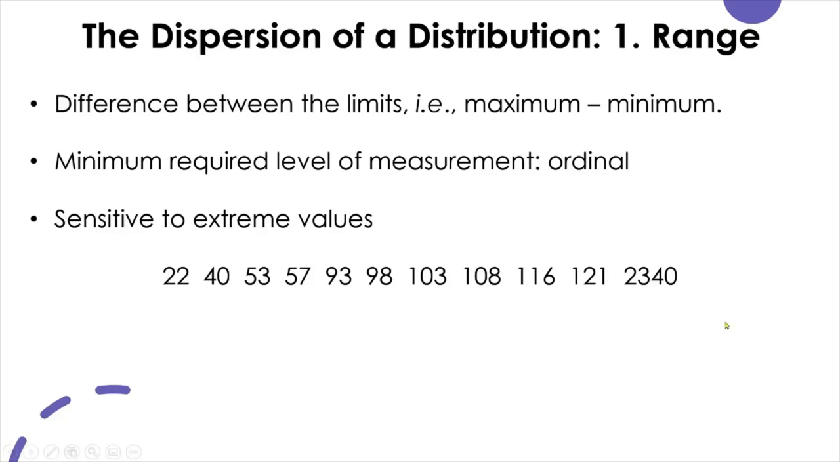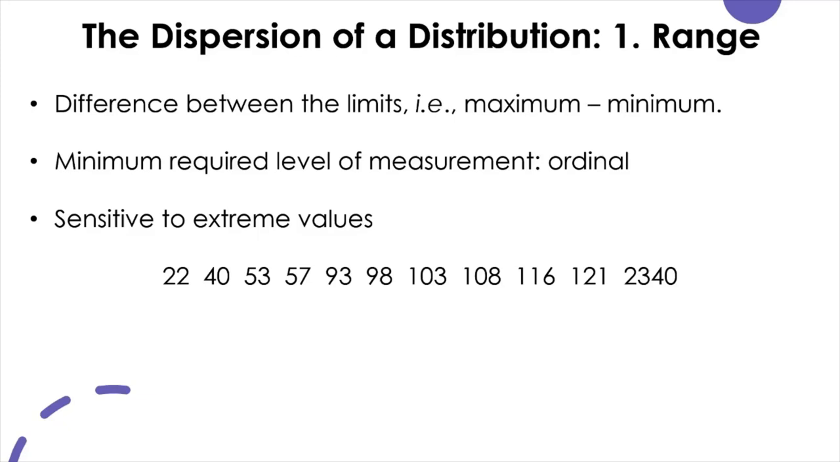From here on, we will talk about the quantities that describe how much a data set is spread out from the center. So the most simple one would be the range, which is the difference between the limits. In other words, maximum minus minimum.